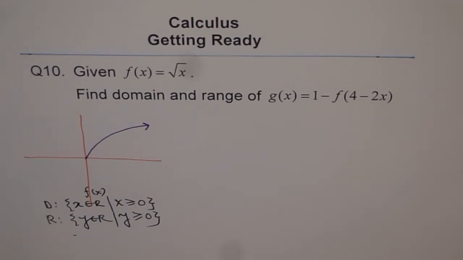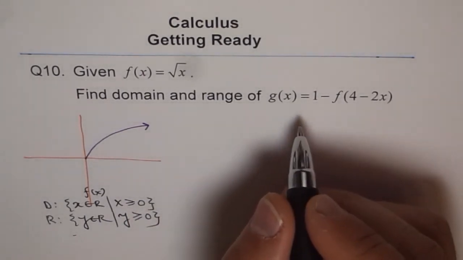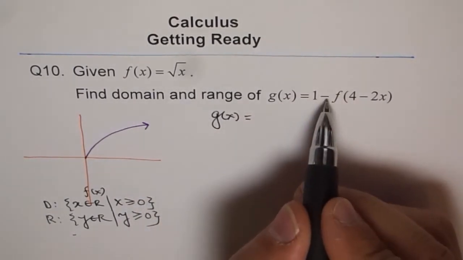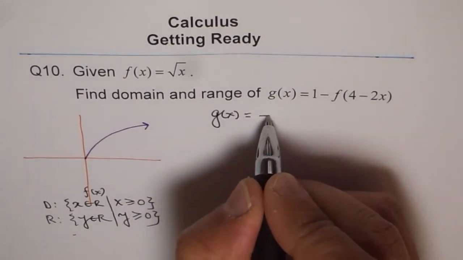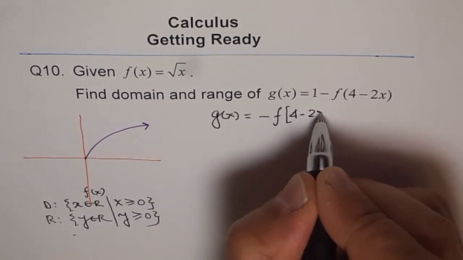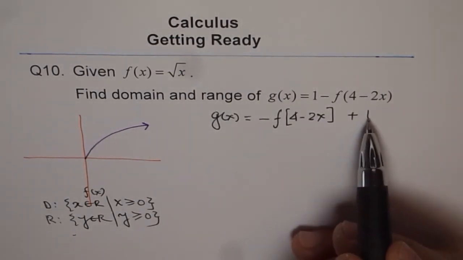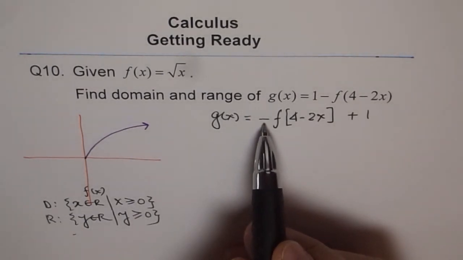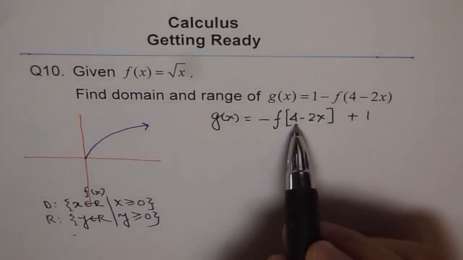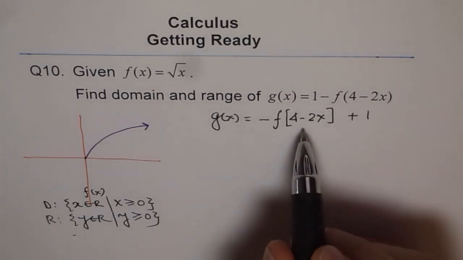So what we should do in such cases is write this in a familiar form. Familiar form is kind of like this. We say g of x equals to, we always see this part first, right? So we'll write this part first, minus f of, and I'm putting square brackets, 4 minus 2x, plus 1, right? So that gives you, well, this is vertically 1 unit up, and this is a reflection on the x-axis. Another mistake which students make is they don't factor here, and then they end up with wrong answers. So you have to take care of this also, correct?